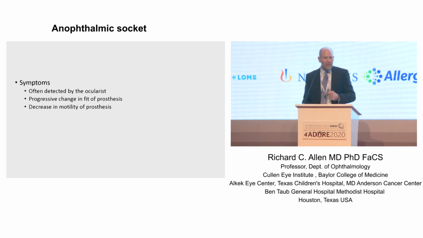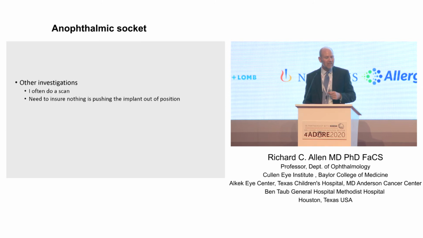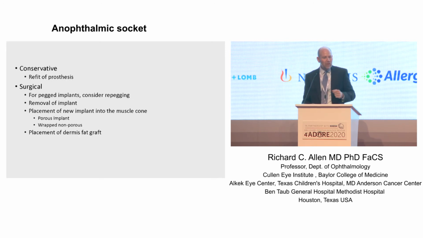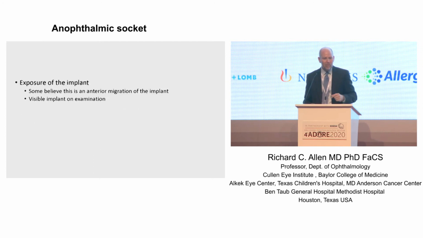What are the symptoms of these problems? Often this is detected by the ocularist, progressively having to change the fit of the prosthesis or a decrease in motility of the prosthesis. If this is something new, especially in a patient with a previous malignancy, I often will consider a scan just to make sure that something isn't pushing the implant out of position. But conservatively, you can refit the prosthesis, or if they need to go to surgery, you can remove the implant, place a new implant into the muscle cone. Sometimes I actually have to place a dermis fat graft because you'll have these problems where you'll put another implant in and it will continue to migrate.